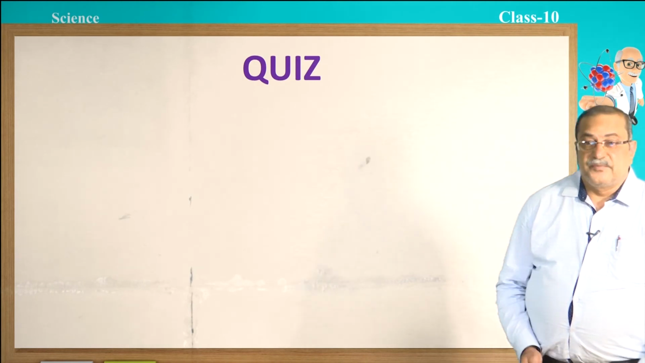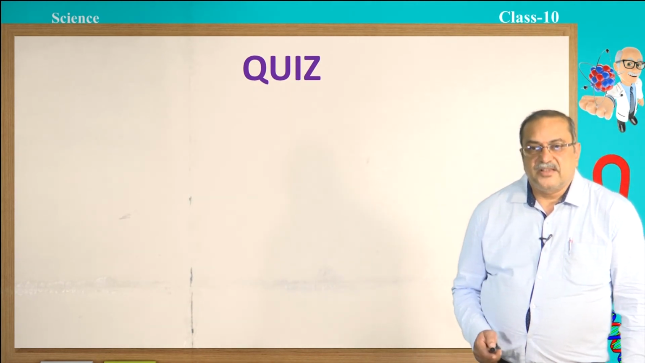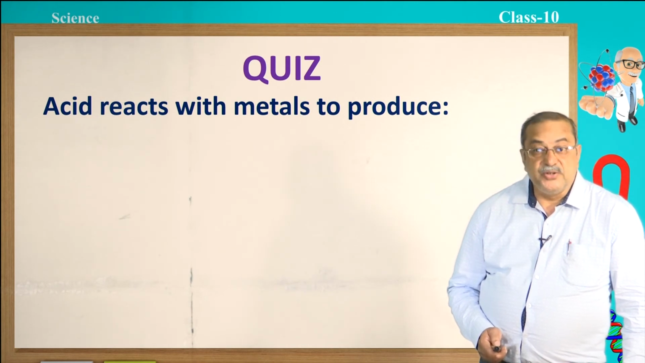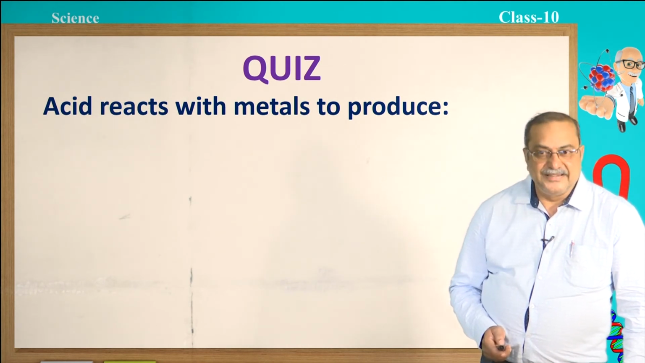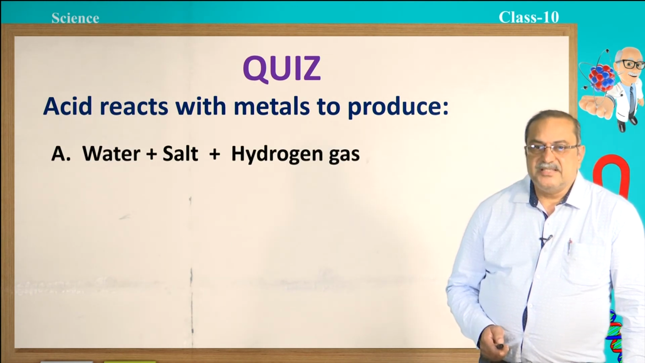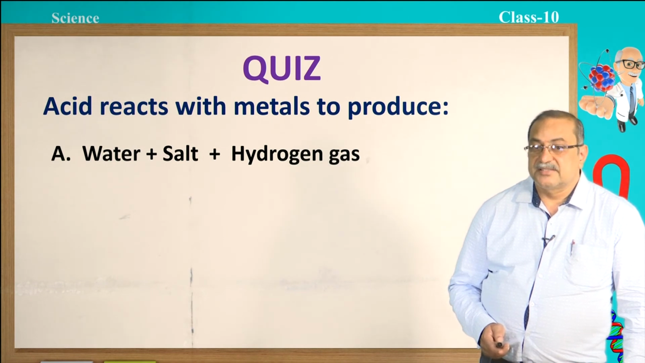So, next it is time for the quiz. We are going to start the quiz now. Acid reacts with metals to produce. So, already we have learnt this, remember. Okay. First option is water plus salt plus hydrogen gas. This is the first option.